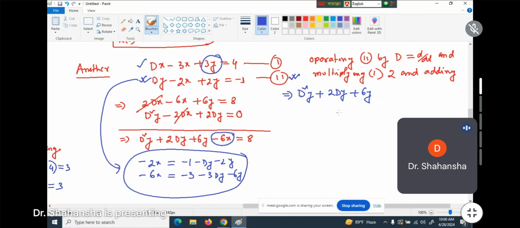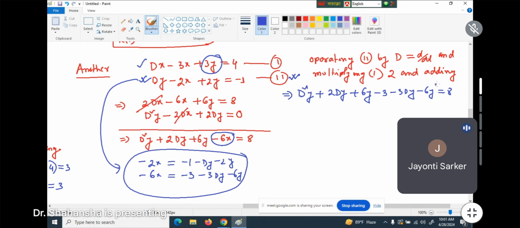So 6x we can write, that means minus 3 dy minus 6y equal to 8. I believe all friends are clear now up to this line.